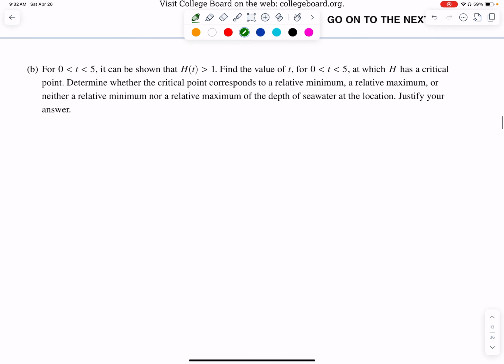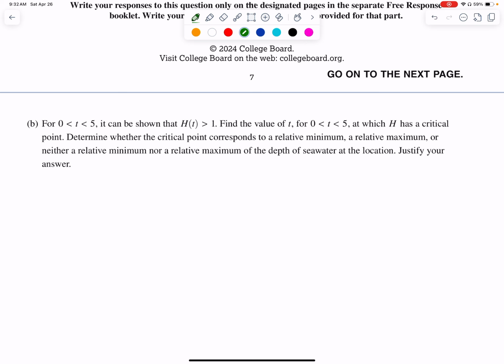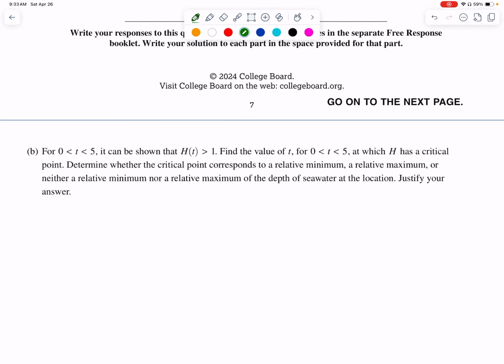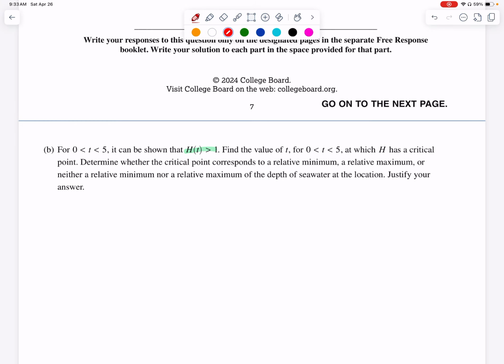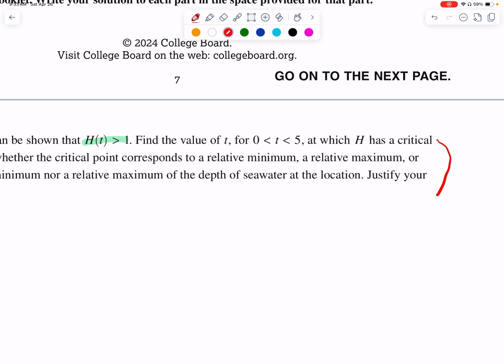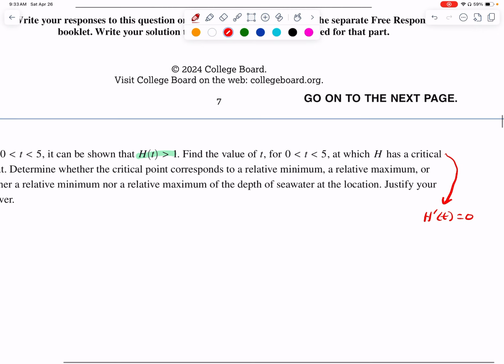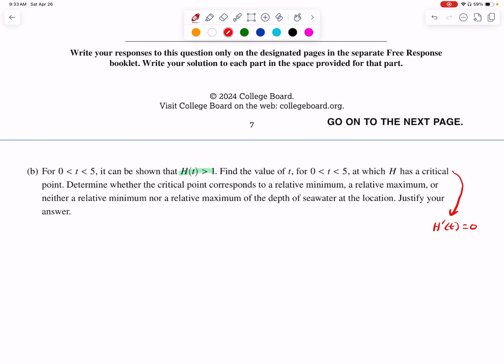On part B, I think I have this down here. Between 0 and 5, it can be shown that h(t) is greater than 1. I think this is going to be important here. Find the value of t for 0 < t < 5 at which h has a critical point. Pause here for a second. What does that mean? Critical point, search it up on Google, and that means that h'(t) is equal to 0 or undefined. Determine whether the critical point corresponds to a relative minimum, relative maximum, or neither a relative minimum nor a relative maximum of the depth of seawater at that location, and justify your answer.